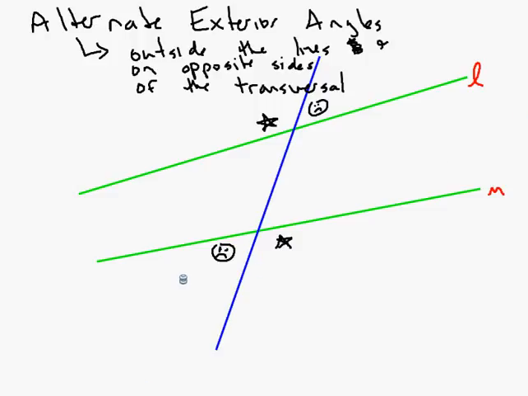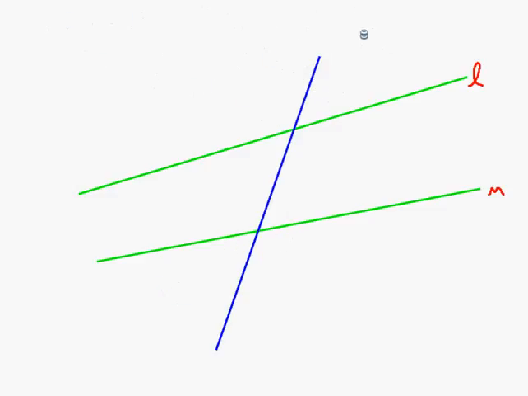Okay, any questions on alternate exterior angles? Okay, going on. Next is same side interior. Oh, I thought the true words they said were same side circle or whatever. Same side interior.